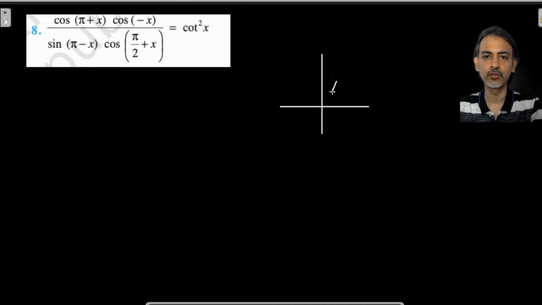functions are positive. So we know that everything is positive in this quadrant. My sine and cosec are positive in this quadrant. My tan and cot are positive in my third quadrant, and my cos and sec are positive in my fourth quadrant. So this is the very first thing.